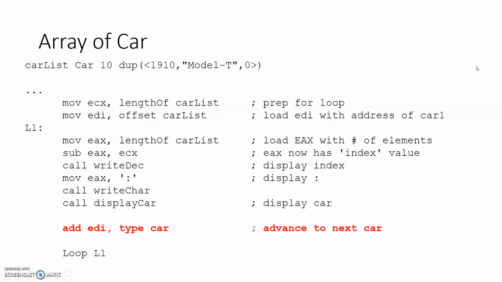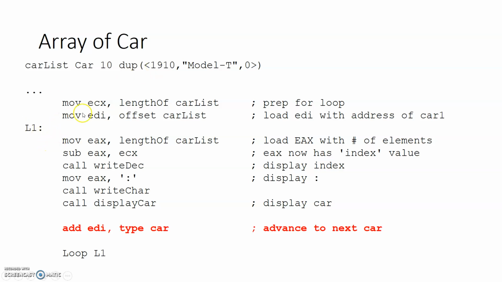What is not in that demo, but will be in another demo, is an example of an array of structures. Here this would be the variable name, the data type car, 10 dup. We're going to have 10 duplicates. Now, for giggles and grins, I just made them all 1910 Model Ts. It was just fun to me, for what I was trying to do here.